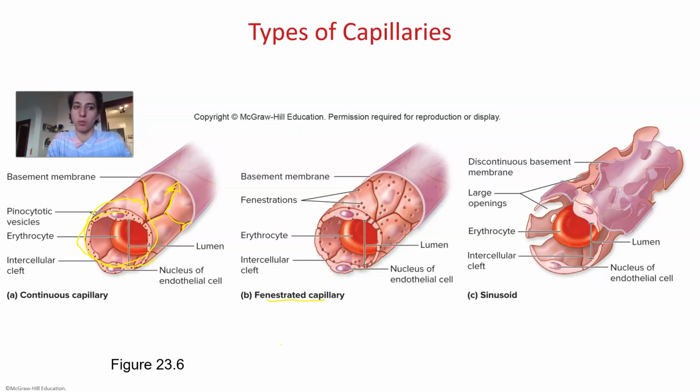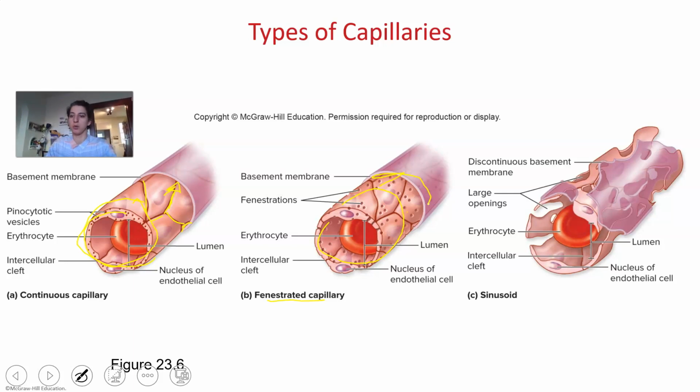So somewhere where you would want to allow slightly more unrestricted passage of molecules would be somewhere like in the small intestine or the kidney, right? So they're not completely continuous. So you have your layer of endothelium associated with the basement membrane. And the last type of capillary that we see is called a sinusoid.